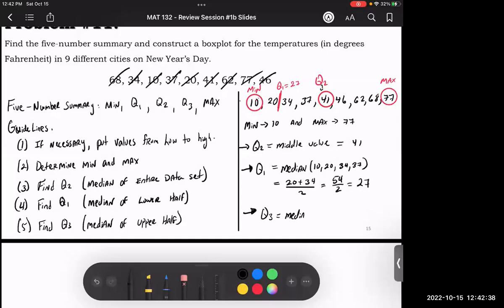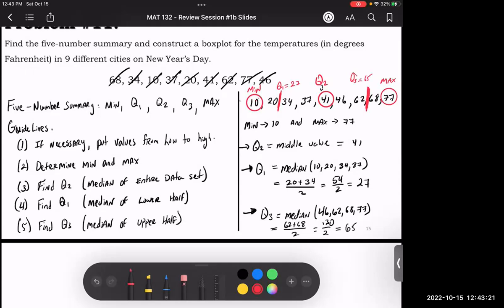Q3 states that we have to take the median of the upper half. So how many values are in the upper half? It's still 4. You start with 46 and you go all the way up to the maximum. So it's 46, 62, 68, 77. You take the average of the two middle values, which is 62 and 68, and divide that by 2. So what's 62 plus 68? 130. 130 divided by 2 is equal to 65. So roughly speaking, these bars are what I use to write out where the location of Q1 and Q3 were.